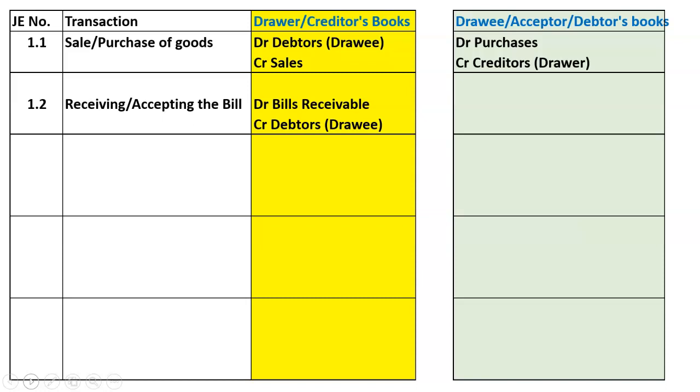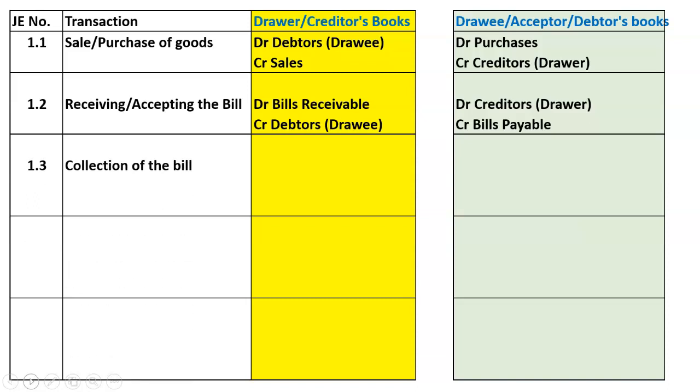The purchaser or the drawee will reverse one liability, namely creditors, made at 1.1 above, and replace it with another liability, namely bills payable. Again, remember, an increase in liabilities is always a credit and a decrease in liabilities is always a debit. Now comes the bill's maturity date, and the drawee makes payment to the drawer.